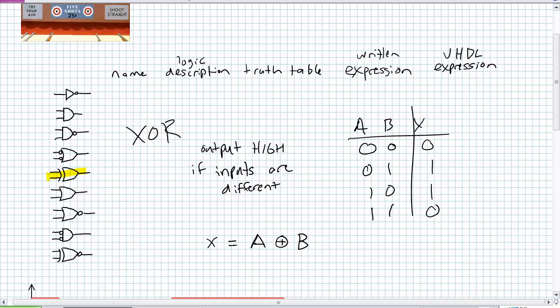What is the sum of products expression for the exclusive OR? When is it high? When A is a 0 and B is a 1, or when A is a 1 and B is a 0. Okay, that is the SOP implementation of that. I should be a little bit more clear by using that expression. That's the sum of products expression. You can write the exclusive OR as that, and trust me, that works.